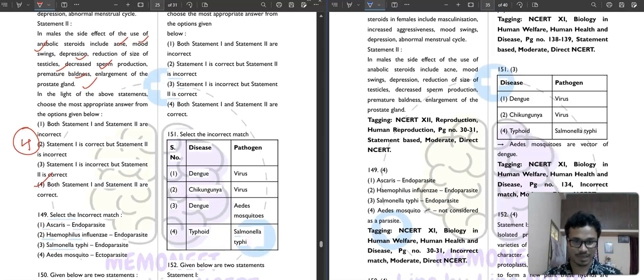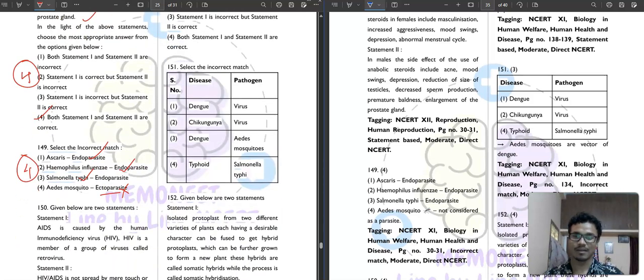Select the incorrect match. Ascaris, endoparasite. Yeah, Ascaris is an endoparasite. Haemophilus influenzae, is it an endoparasite? Yeah, it is. Endoparasite means those that live inside the body, and ectoparasite means those that live outside the body. Salmonella typhi, endoparasite, it is correct. Aedes mosquito, ectoparasite. Mosquitoes are not parasites, so this is incorrect. The fourth option is your correct answer.